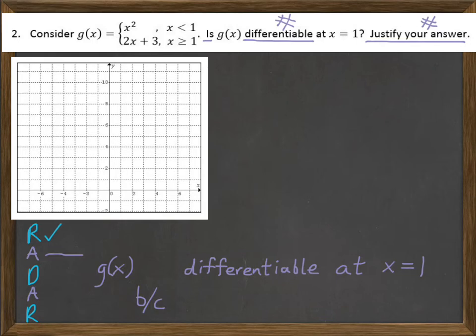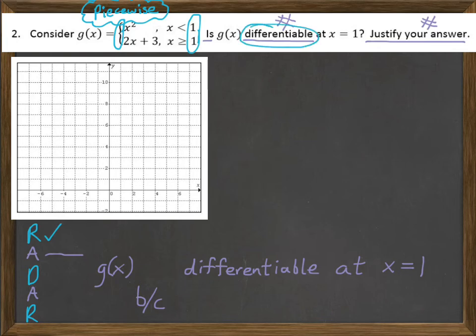Okay, so I've written down that part. Let's decode now. That little brace there tells me that this is a piecewise defined function. That's some good, important information. Then x equals 1 is where the function shifts, like it shifts from x squared to 2x plus 3 at x equal 1.